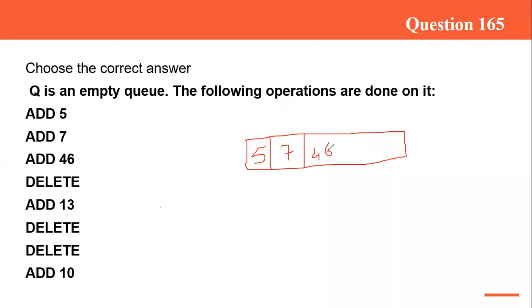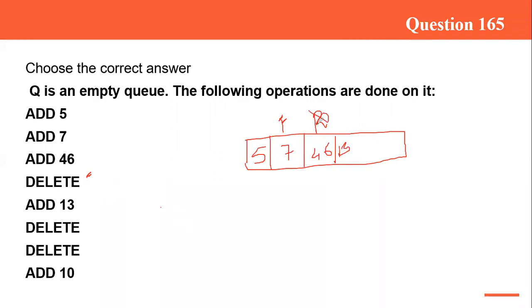Now right now, where is rear end? Rear end is at 46. Okay, rear is here. And where is front? Front is at 5. Now when I delete front, what will happen? That means 5 will be deleted, front will move to 7. I hope it's clear till here, till this operation. Next, 13. That means add 13. So I'll add 13.